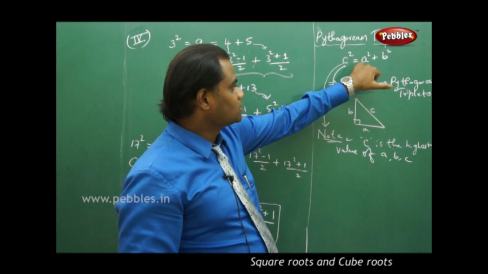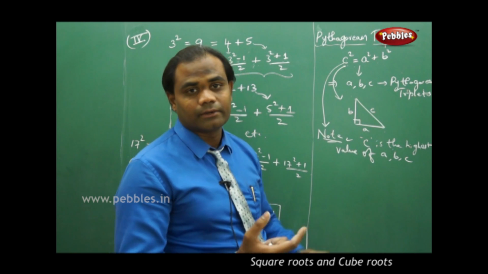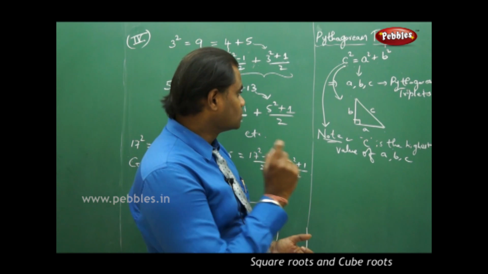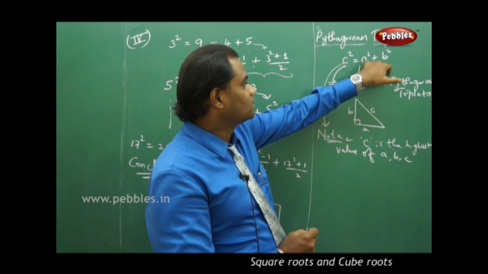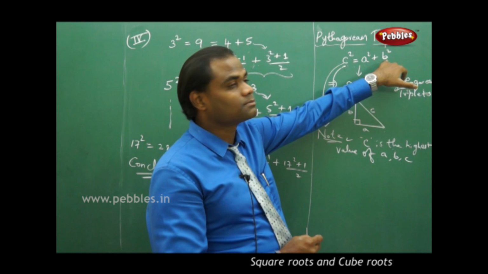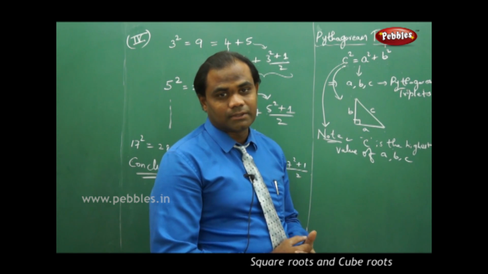If c square is not equal to a square plus b square, then we say that a, b, c are not Pythagorean triplets. For Pythagorean triplets, the most important condition is that sum of squares of the other two sides should be equal to square of one of the side. That is, c square should be equal to a square plus b square. Then only a, b, c form Pythagorean triplets.